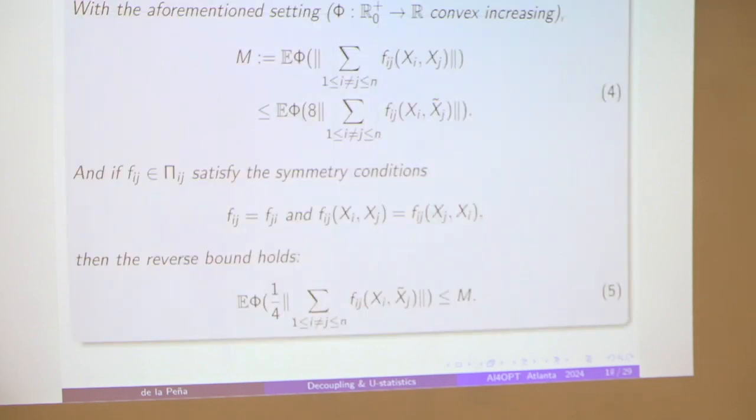Now I go back and I'm taking i different than j. So I throw a curveball on you. But the results are true whether i is less than j or i is different than j. And this is the result: the expected phi of this sum is less than or equal to the expected phi of the sum of f_ij(xi, xj tilde).